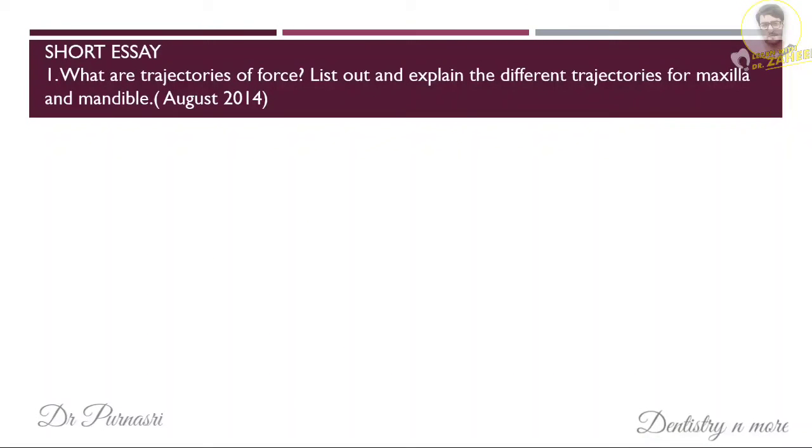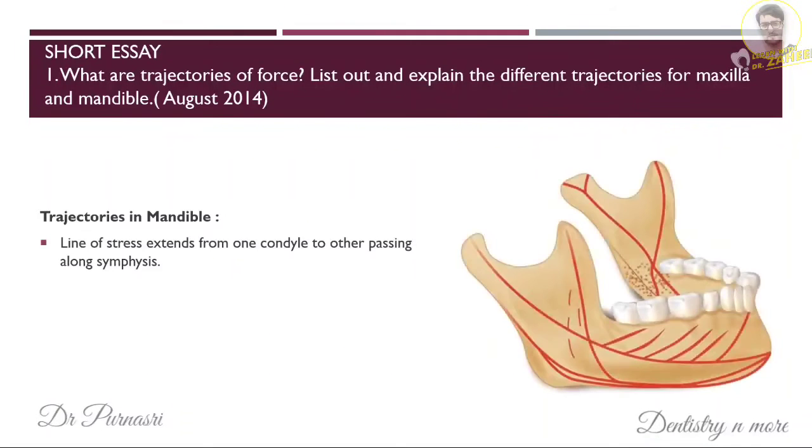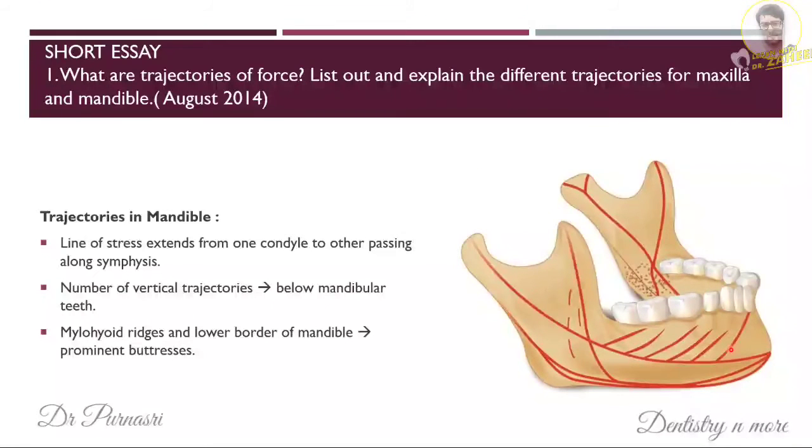The trajectories in the mandible. So here the line of stresses extend from one condyle, pass through the symphysis and end in the other condyle. Then there are a number of vertical trajectories below the mandibular teeth. So the mylohyoid ridge, that is here, and the lower border of the mandible are the prominent buttresses. So this finishes our first question.